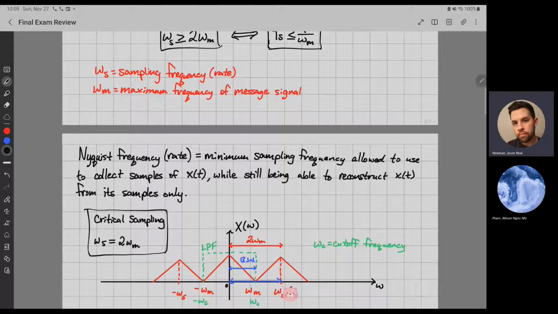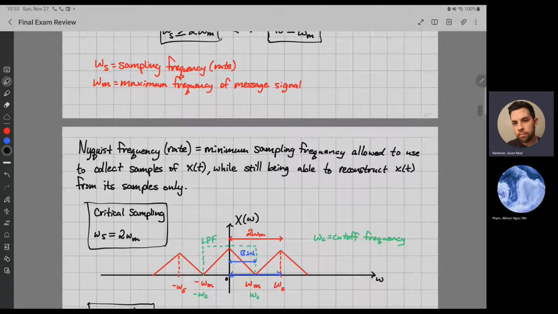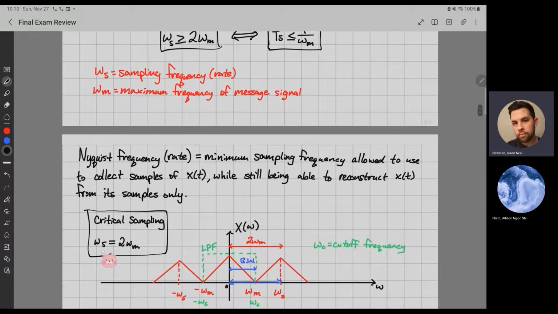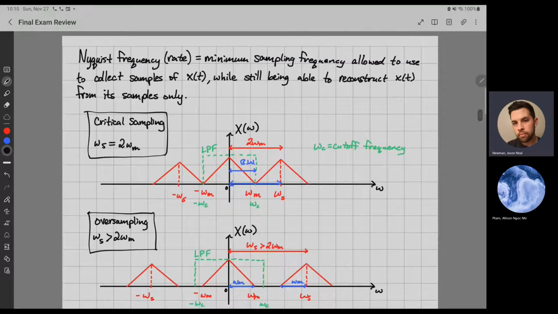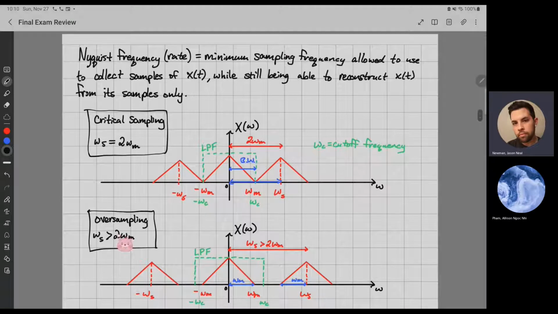But this is not part of it, this LPF, which is a low pass filter, but I kind of wanted to show you what this means and what it's doing. So this LPF, this low pass filter, is just boxed around this message signal, and everything inside of this LPF is being passed and everything outside of it is being blocked. So this is called critical sampling, and that's only whenever omega s is equal to 2 omega m. The other sampling is called oversampling, and it's when omega s is greater than 2 omega m.